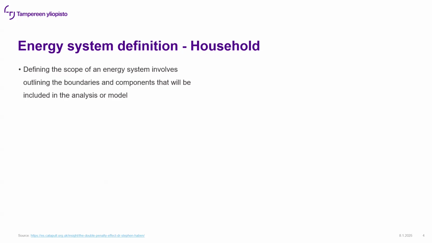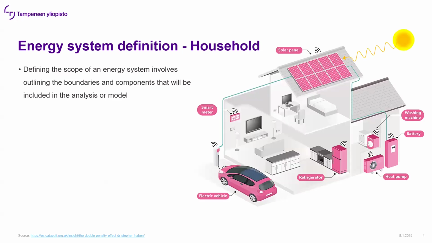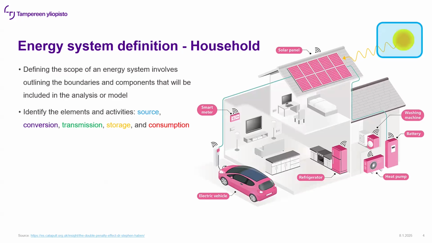So first you need to define the scope that the energy system involves, defining the boundaries, the components that will be included in the analysis or a model. And it can be as simple a system as a household. And that's something that you are most likely going to be familiar with in the coming years if you're buying your own house. So first you have to identify the elements and activities.